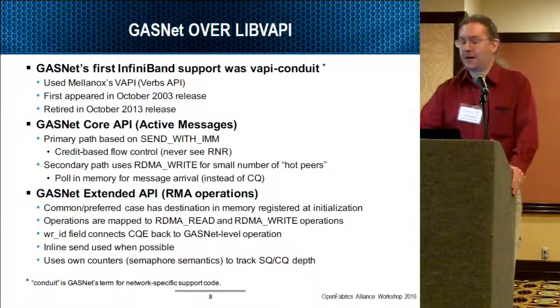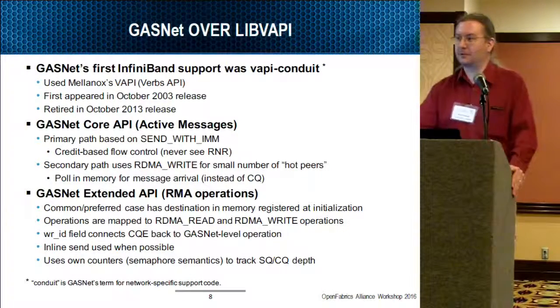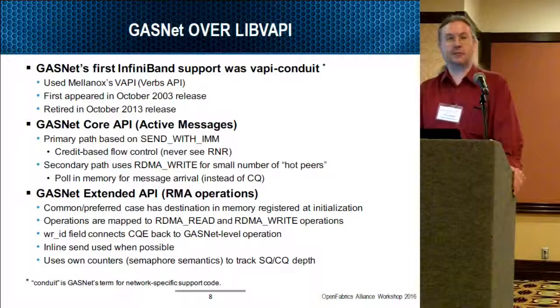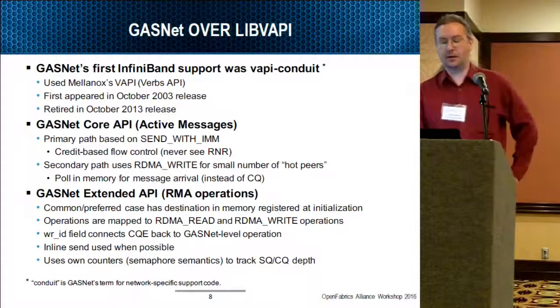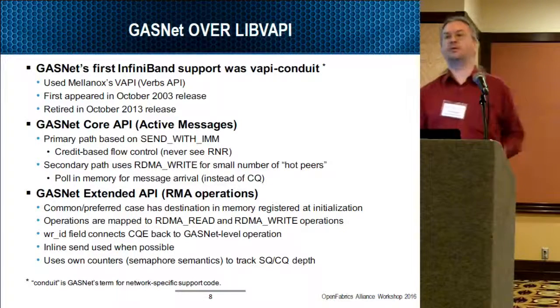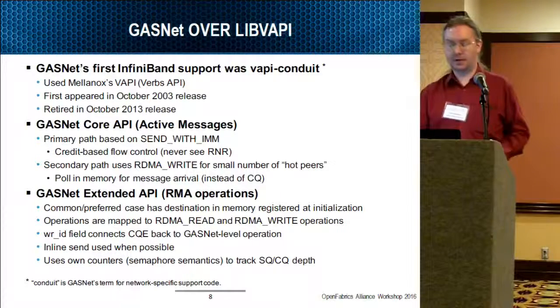We did finally retire the Mellanox VAPI support 10 years later, and the October 2013 release was the first release not to include it. I'm just going to talk a little bit here about the basic design because it's carried forward to all of our other APIs since then. The active message, as I said, is transmitting this remote procedure call that can carry some arguments and payload that I won't go into the details on.